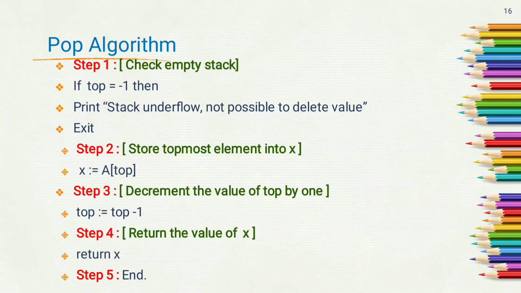In step 1 we have to check for an empty stack. If top equals -1, then print stack underflow, not possible to delete values, and exit from this algorithm. But if the value of top is not equal to -1, we have to perform step 2. That means store the topmost element into x by writing x := a[top]. Now decrement the value of top by 1 in step 3 by writing top := top - 1. In step 4 we have to return the value of x. So we write return x. The value which is stored in x will be returned to the calling function of pop. Step 5 is END.